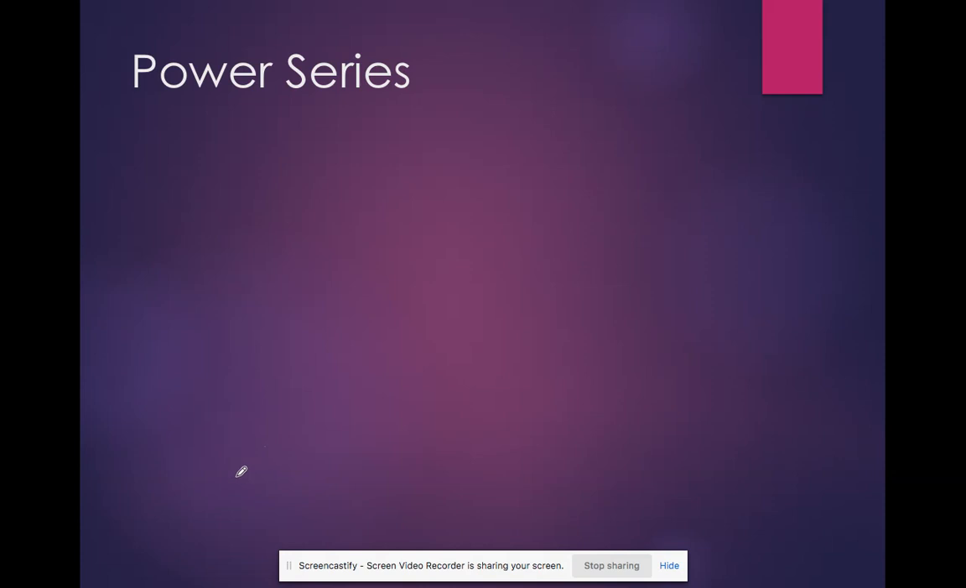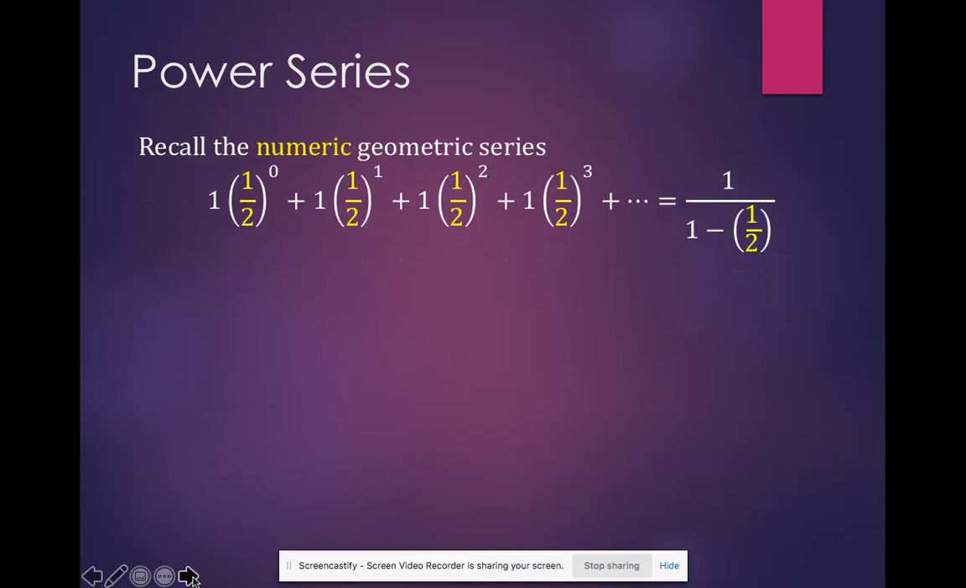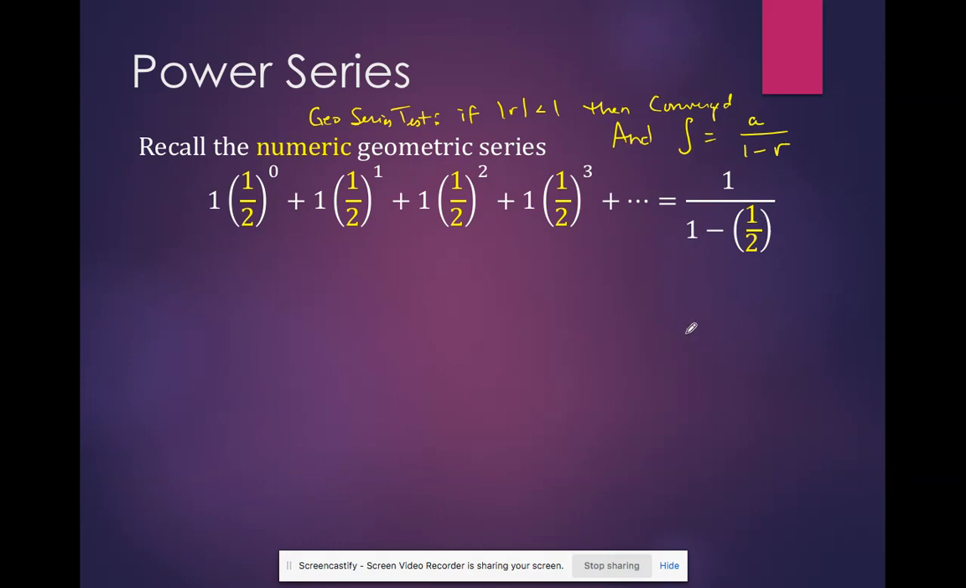So we're going to still talk a lot today about our geometric series. Remember the numeric one? And I used an example of our common ratio being a half. And by the Geo Series test, if your common ratio was strictly less than 1, then your series converged. And further, you could actually calculate the infinite sum, which was your first term over 1 minus that common ratio. So that's what I've done here.